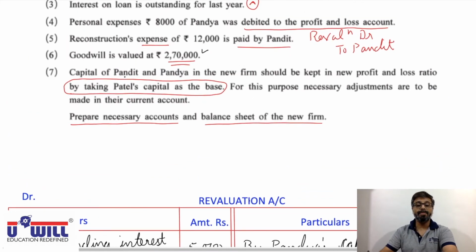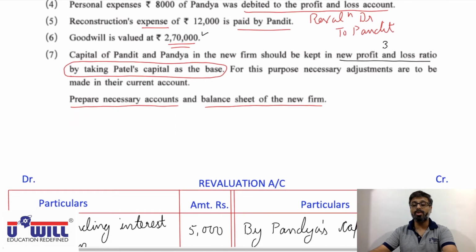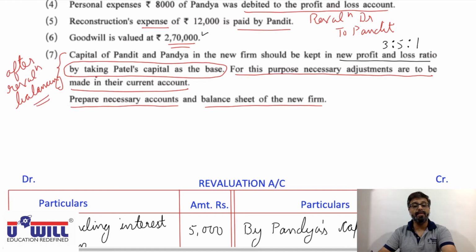Now adjustment 7. Capital of Pandit and Pandya in the new firm should be kept in new profit and loss ratio. What is that new ratio? 3:5:1. So in this ratio we have to keep the capital of the partners by taking Patel's capital as base. And underline, for this purpose necessary adjustments are to be made in their current account. We always do this adjustment after revaluation account balancing. So first let us do revaluation account balancing, then we will take up this adjustment.